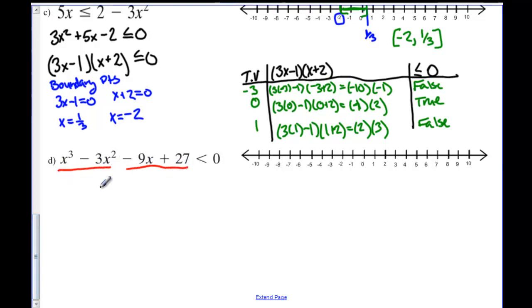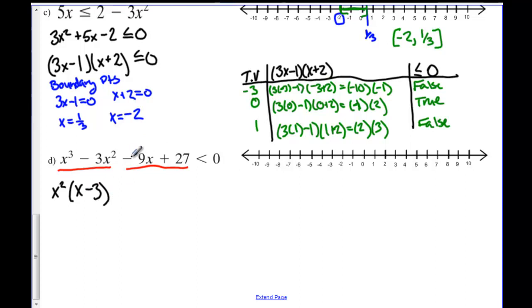So factoring by grouping means we're going to look at these first two terms, see what's in common, and pull it out. So what's in common between x cubed minus 3x squared? X squared. All right. So we've got x squared. What's left? X minus 3. Beautiful.